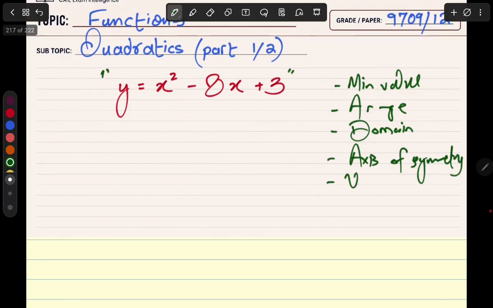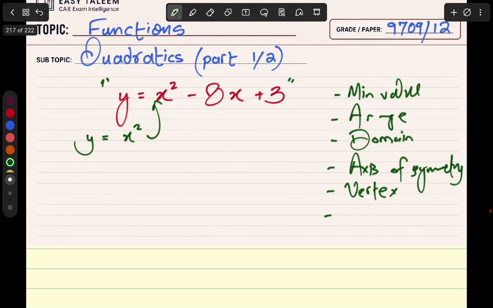A turning point, let's call it a vertex, and even a transformed function from y equals x squared to y equals x squared minus 8x plus 3, right? So today I'm going to show you how a quadratic stops being an equation and starts becoming a graph. And once you understand this idea, the next part, Quadratics II, which involves exam style questions as well, part 6 in the series of functions, becomes dramatically easier.